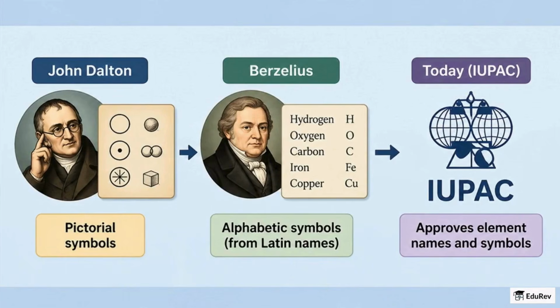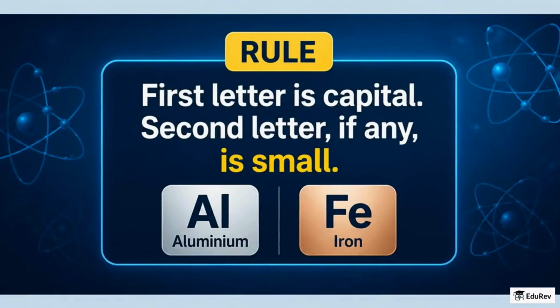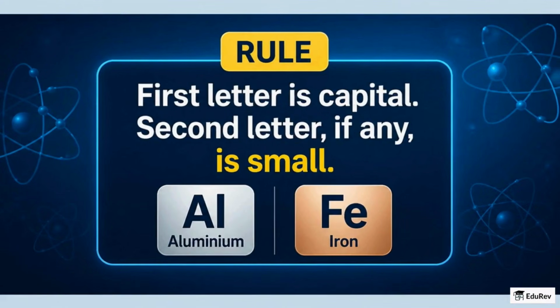John Dalton first used pictorial symbols. Then Berzelius suggested alphabetic symbols from Latin names. And today, IUPAC approves element names and symbols. Rule: the first letter of a symbol is capital, and the second, if any, is small. For example, Al for aluminium, Fe for iron.